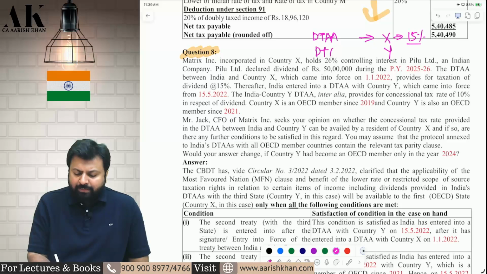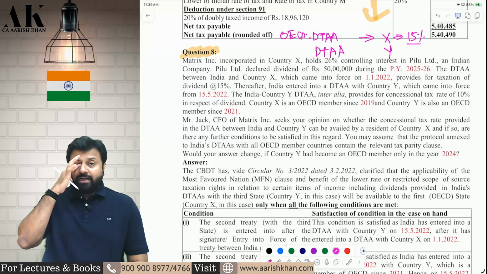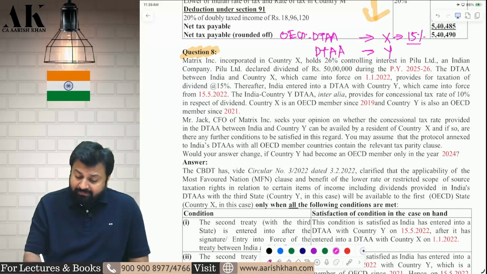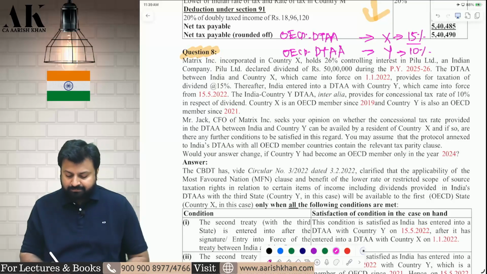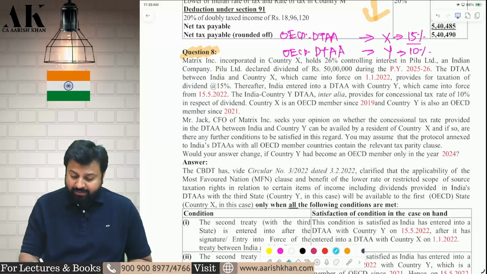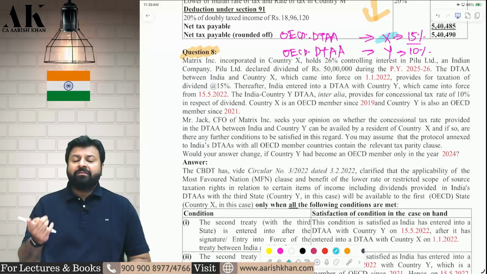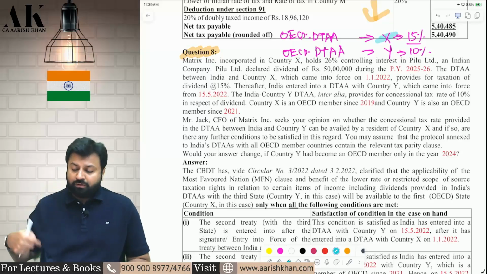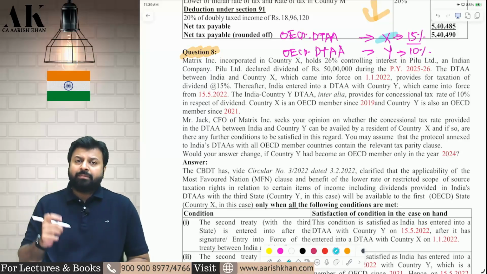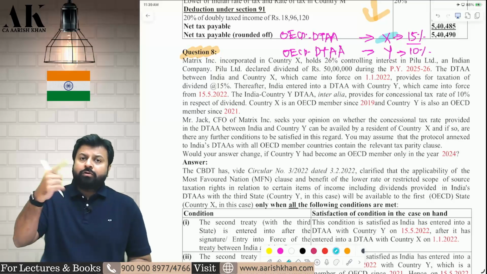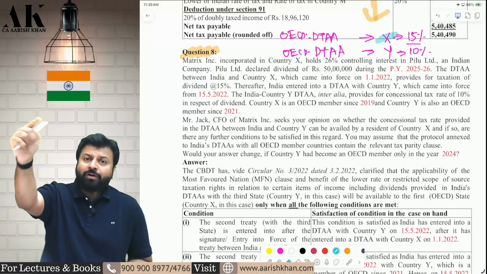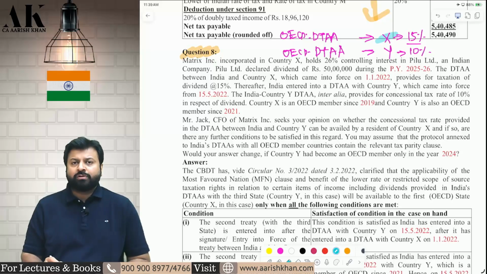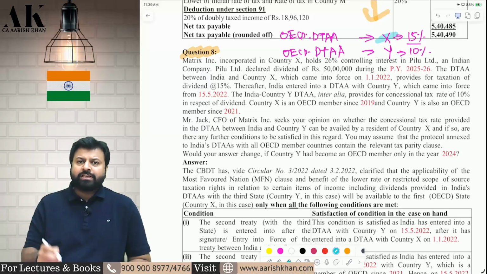Then we entered into a DTAA with country X, and country X is an OECD member. Then we entered into a DTAA with country Y. There we made a promise that we will charge 10% tax. Country Y is also an OECD member. Now country X people are very angry. Why? They are saying that you entered into a DTAA with us first, but you are charging more tax to our people, and you entered into a DTAA with country Y later and you are charging less dividend tax to them. Why are you doing so? And we both are OECD members.